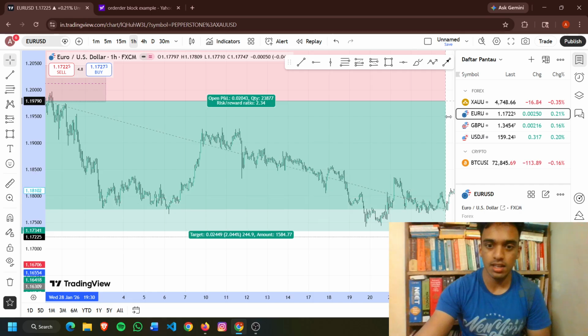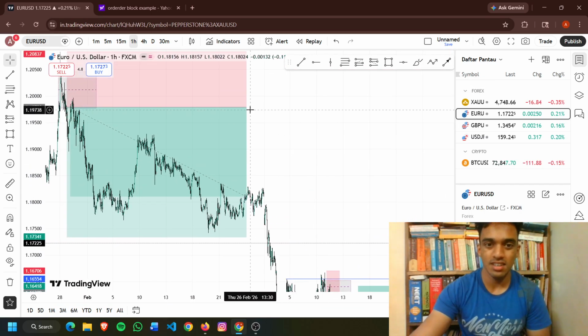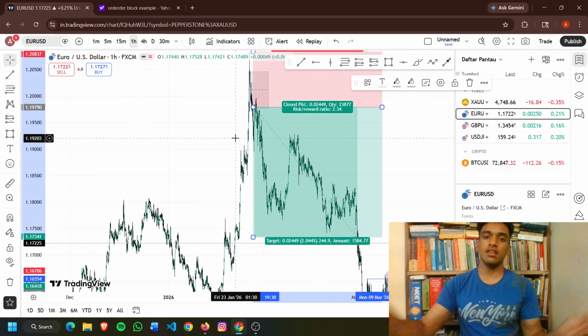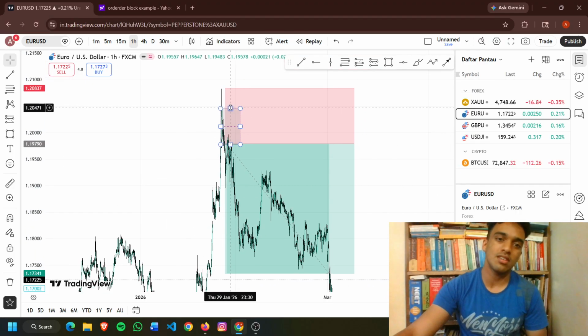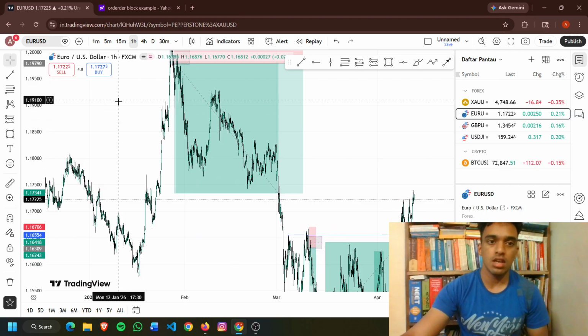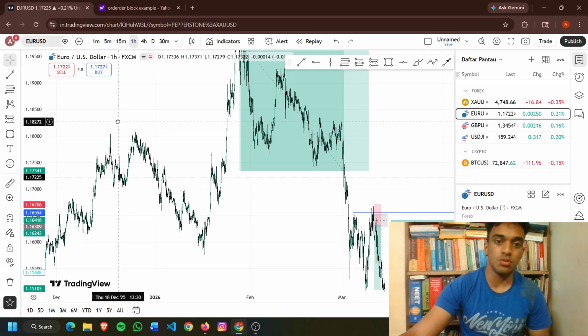It got hit. No, wait. It still didn't get hit. Yeah, it got hit. See, you have to hold the trade. It is a 1:2 trade because our stop loss was too big. See, how many pips big was it? 104 pips. That was a too big trade, guys.